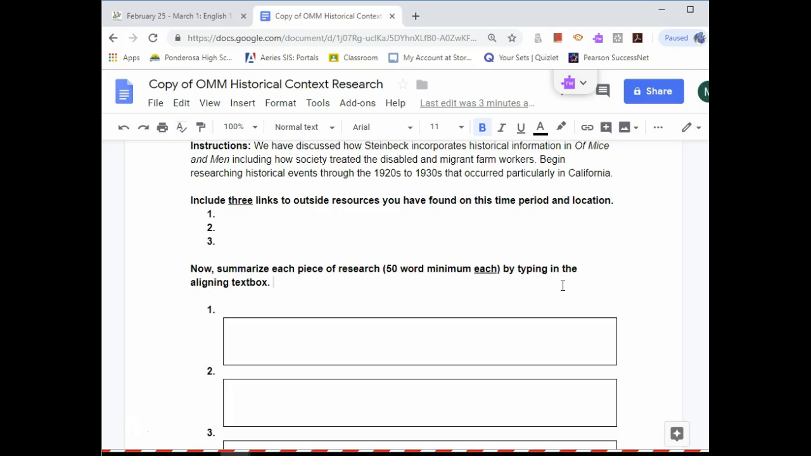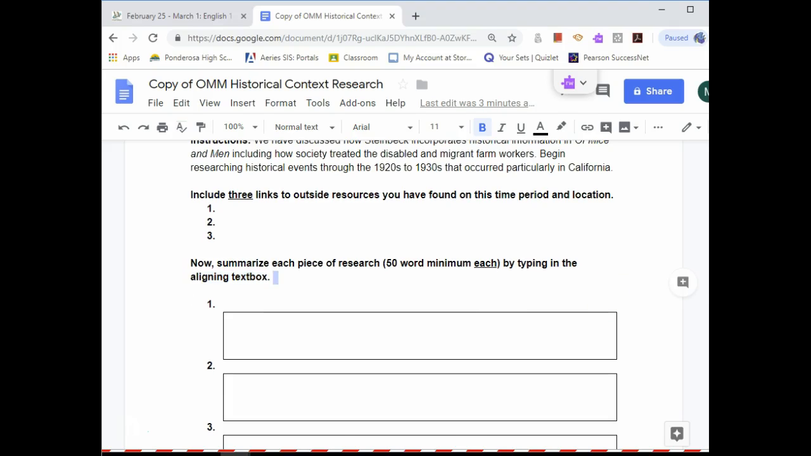Okay? All right. So once you select each of the 3 sources, you will summarize each piece of research, a 50-word minimum, by typing in the aligning box. Why would I make you do that? So we actually know what we're doing. You know what you've read and you have the knowledge, okay? If you actually read it and you're able to summarize it, you can talk about it in an essay.